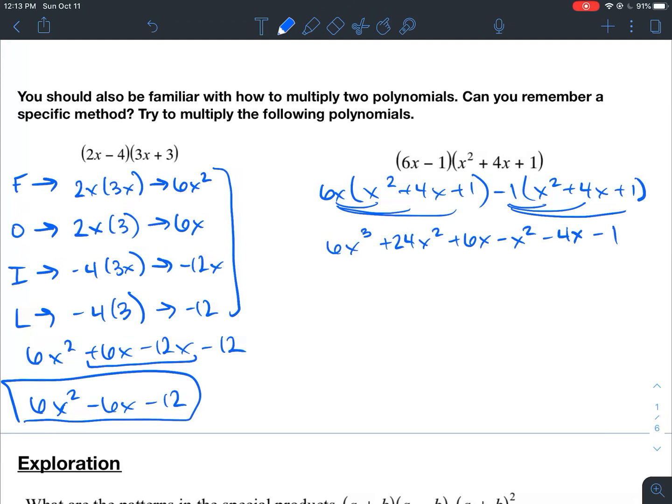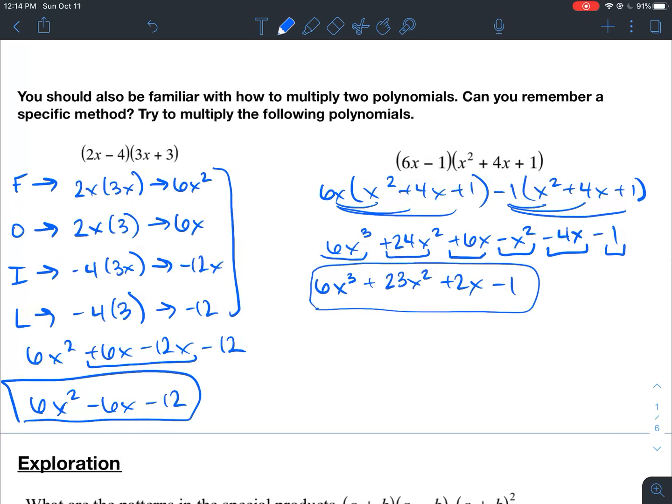So now all that's left for us to do is combine like terms that are being added and subtracted here. This is the only term that has an x to the third power, so I can't combine that with anything. Now I have 24x squared and this negative x squared, so that should be plus 23x squared. I have this 6x and this negative 4x, which is positive 2x, and then negative 1.